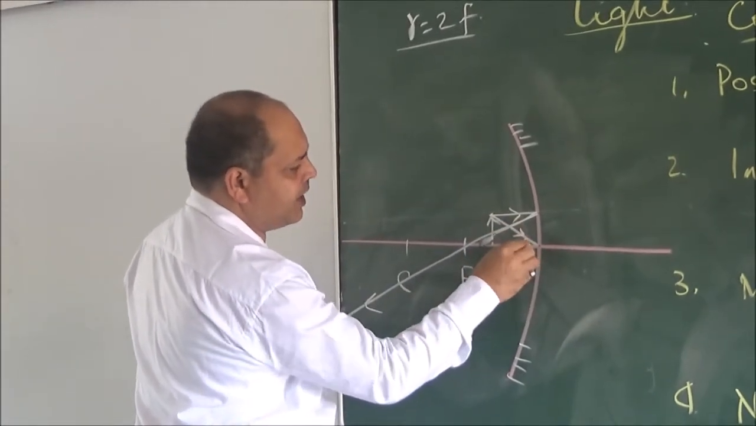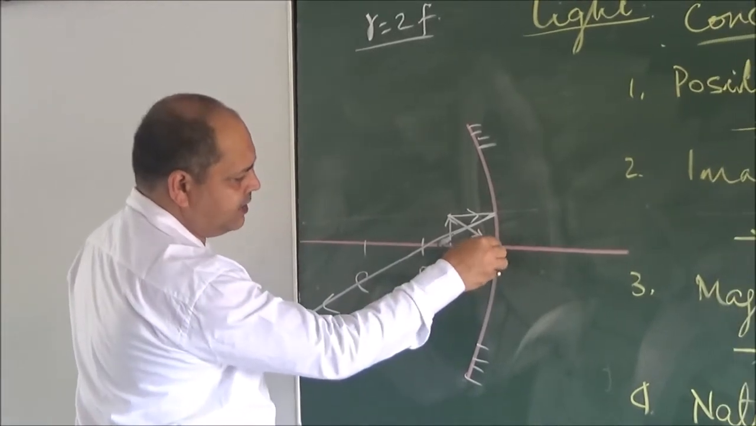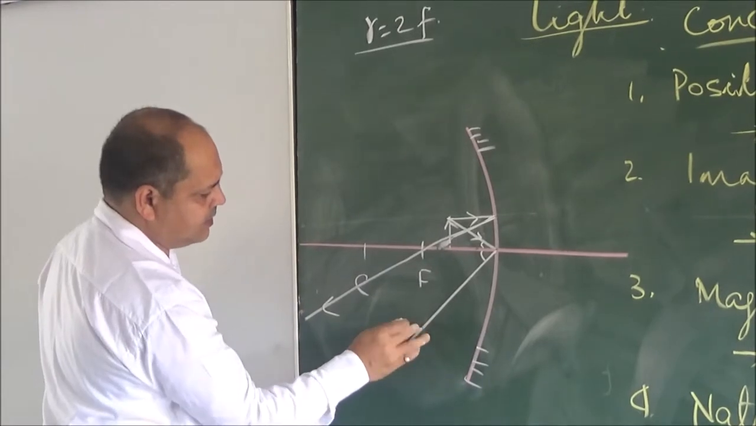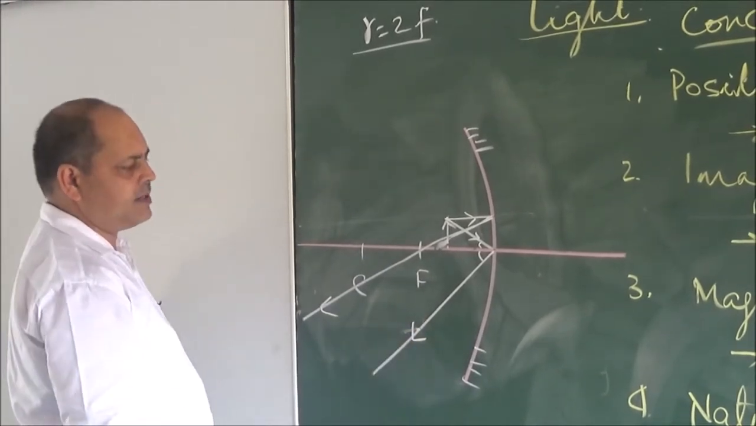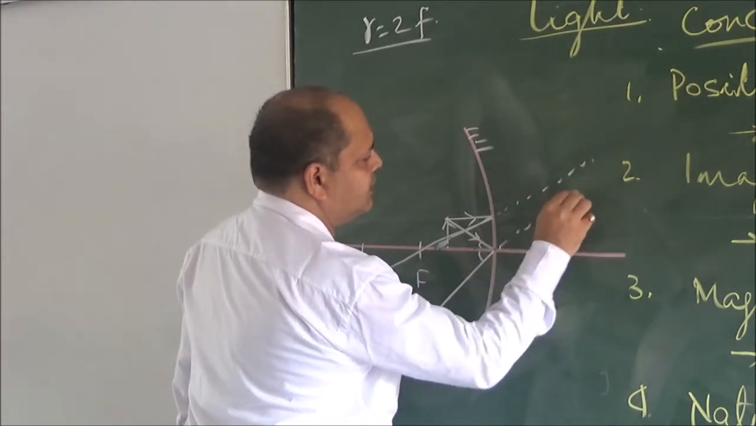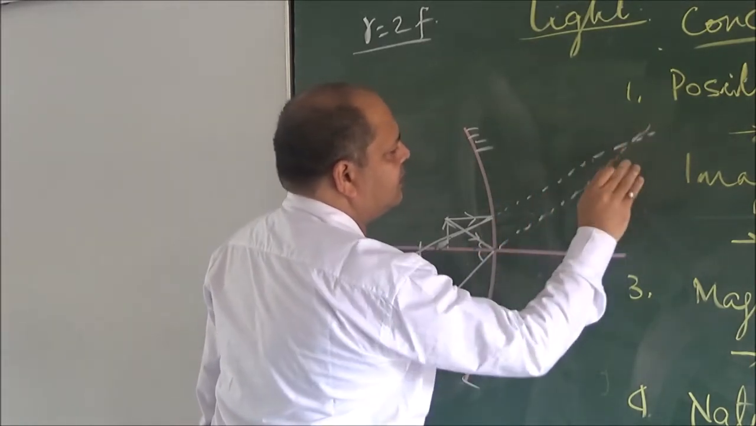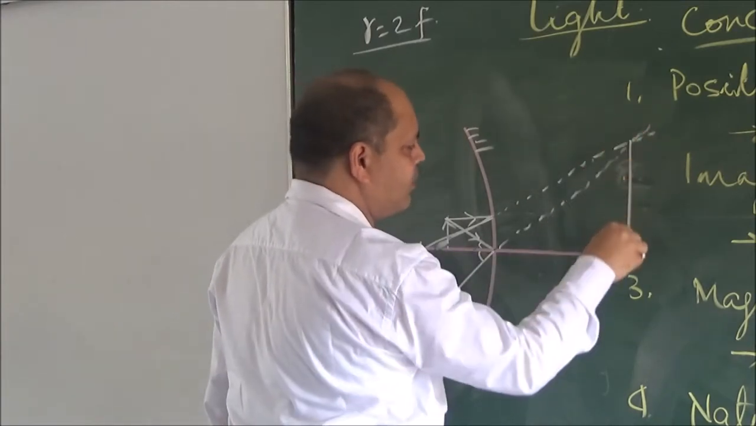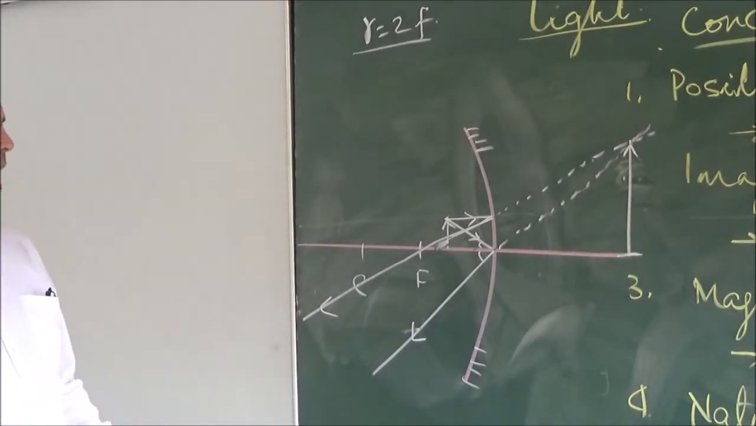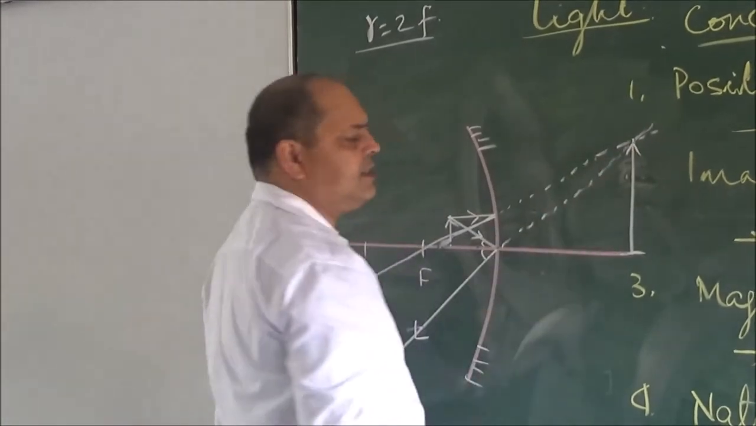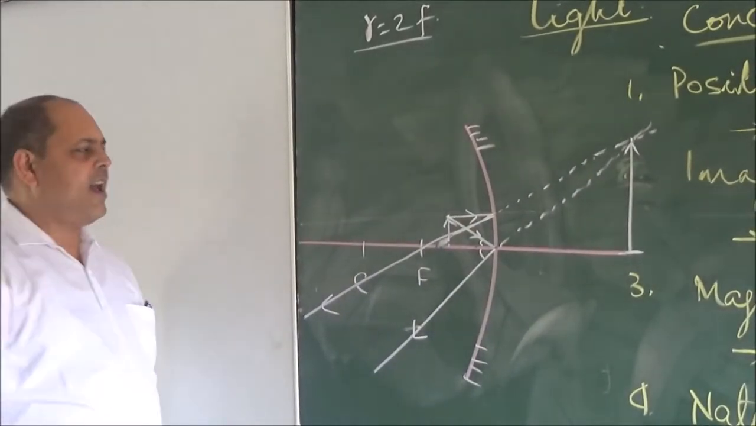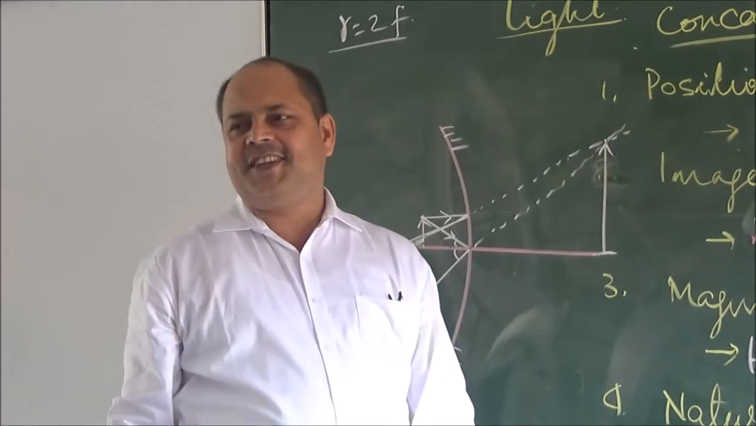This side, this will be angle of incidence. This side, same angle of reflection. This side, it will move along this direction. When these two are extended, they will meet at this particular point beyond the mirror. And it is enlarged. It cannot be obtained on the screen. And so, the nature has changed.